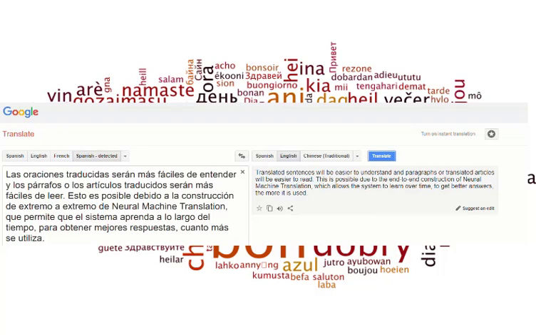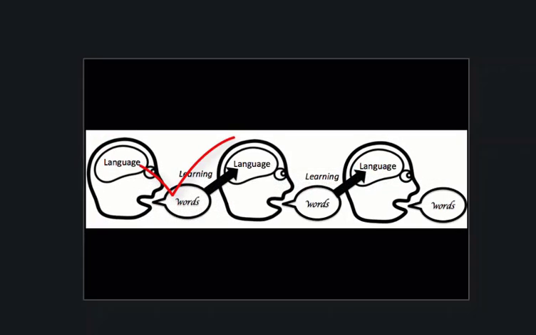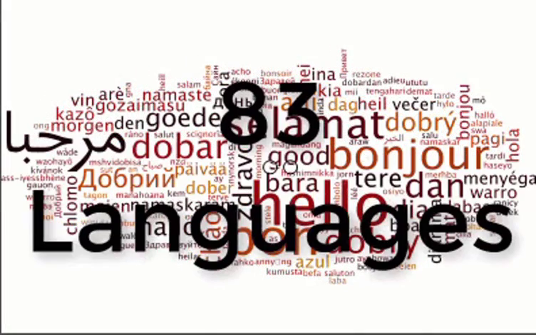This is possible due to the end-to-end build of neural machine translation, which allows the system to learn over time to come up with better responses the more it is used. The neural machine translation is available and can be used to translate up to 83 languages at the moment.